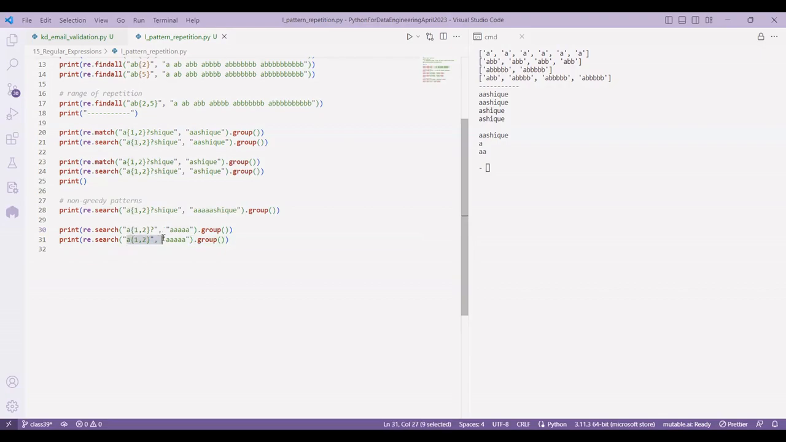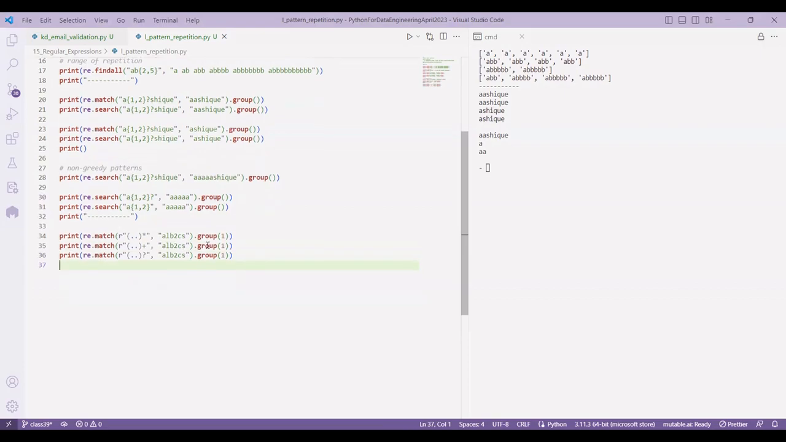So if I don't add a question mark, it will go up to the maximum number of occurrences. Like that, we can make the patterns. And the last thing about patterns is a crazy pattern, which you will slowly understand. So first, let me go through this example.